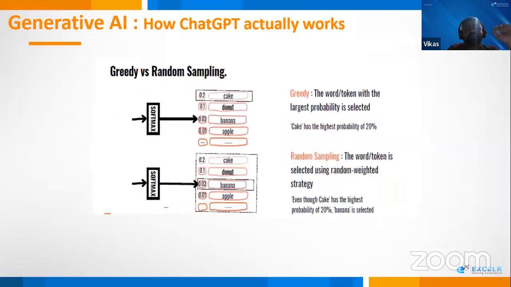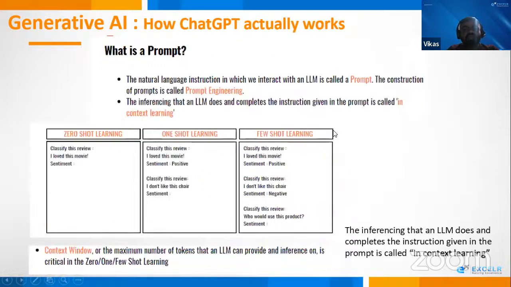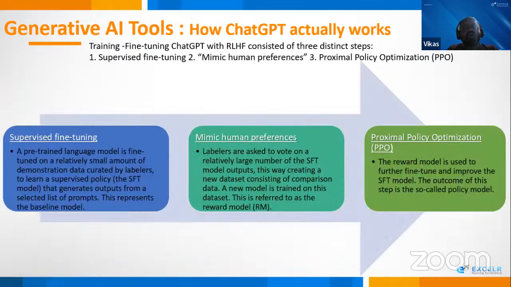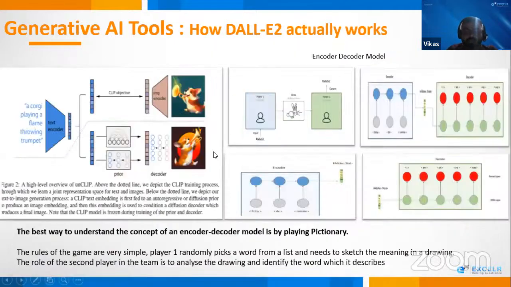But before we start this, I wanted to showcase one code example here. Tomorrow we'll start with prompt engineering and the entire life cycle. Once we understand this life cycle, I'll tell you how ChatGPT gets trained: supervised fine tuning, mimicking human preferences with the reward model, and the proximal policy optimization model. These are the three steps where ChatGPT gets trained, and we'll understand what exactly happens in each step.